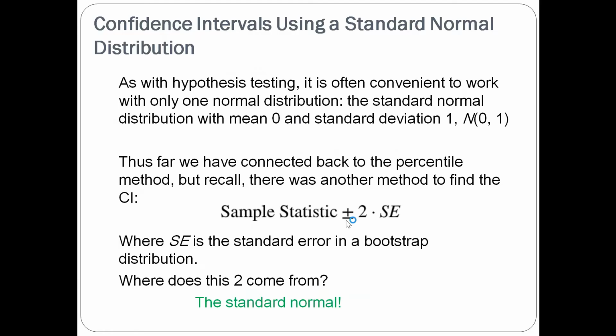So as with the hypothesis testing, it is often convenient to work with only one normal distribution, and that is the standard normal distribution with mean 0 and standard deviation 1. Thus far, we have connected back to the percentile method, but recall there was another method to find the confidence interval using this formula: sample statistic plus or minus 2 times SE, where SE is the standard error of the bootstrap distribution. The question was, where does this 2 come from? And the answer, it came from the standard normal distribution.